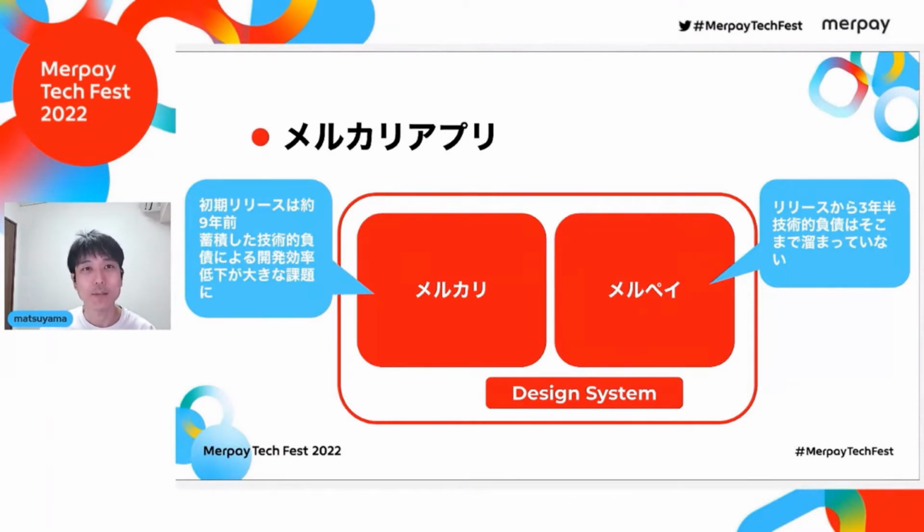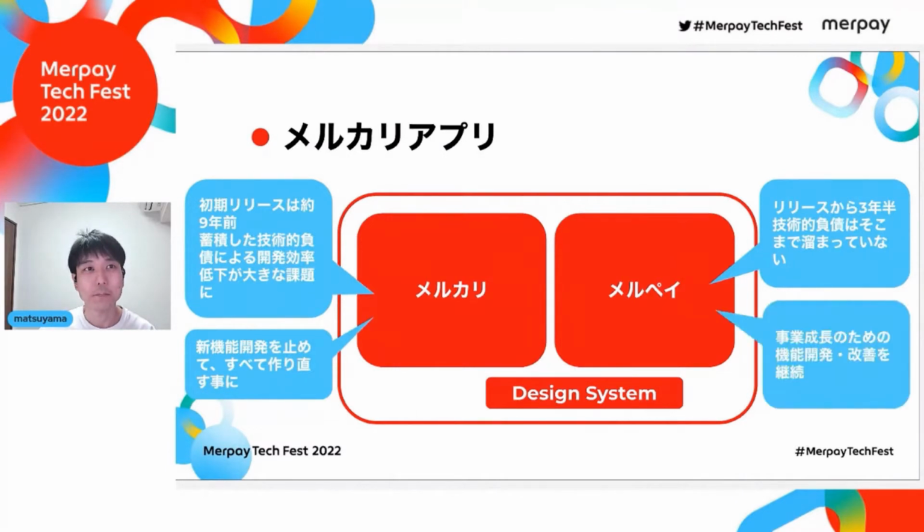For the Mercury part, we decided to refrain from developing new features as much as possible and rebuild everything. In contrast, we decided not to rebuild the Merpay part for the time being, but to continue developing and improving features for business growth. In other words, we wanted to develop the Merpay part as a common part that works together with both the old and new Mercury parts.